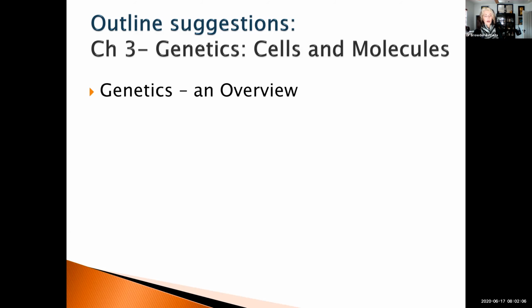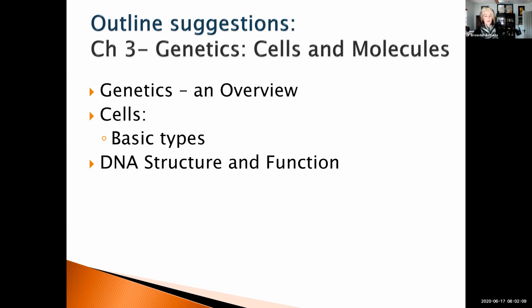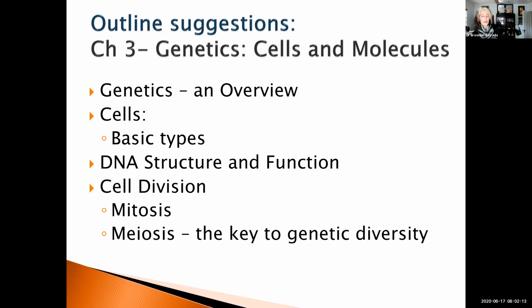So let me give you this morning some outline suggestions. The four big bullets here: genetics, just the overview part. A different set of pages would be cells, the basic types of cells. We're going to do that this morning before we log off, and I send you forward with your time to take a big break and then get ready and log into assessment. Your third one is the longer body of the chapter, DNA structure and function. That one starts on page 37.